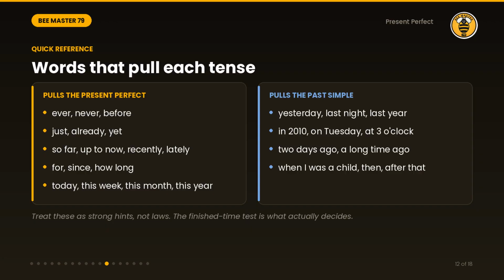Treat these as strong hints rather than laws. The finished time test is what actually decides. Pause here if you want to copy them down.